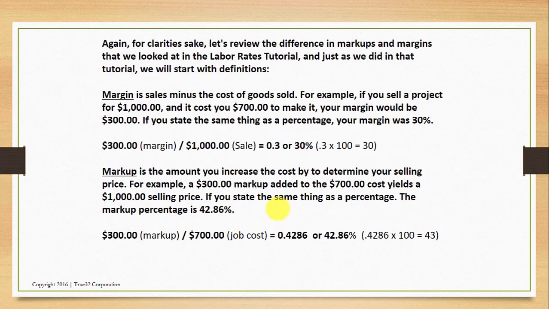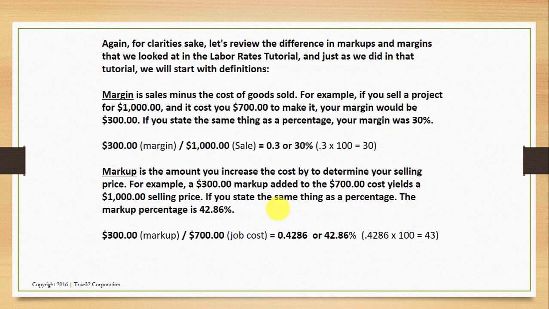Again, for clarity's sake, let's review the difference in markups and margins that we looked at in the labor rates tutorial. And just as we did in that tutorial, we will start with definitions. Margin is sales minus the cost of goods sold. For example, if you sell a project for $1,000 and it cost you $700 to make it, your margin would be $300. If you state the same thing as a percentage, your margin was 30%. So the math on that looks like this: $300, your margin, divided by $1,000, the sale, equals 0.3 or 30%.